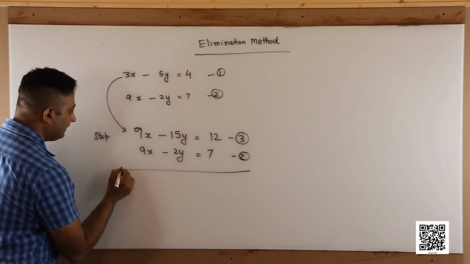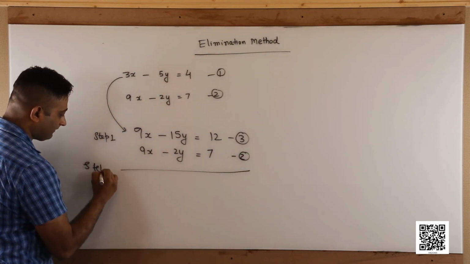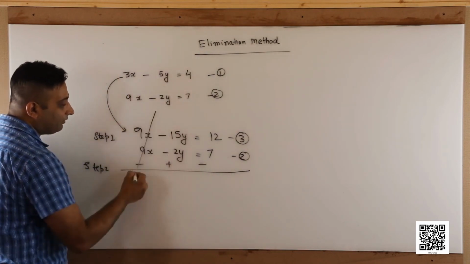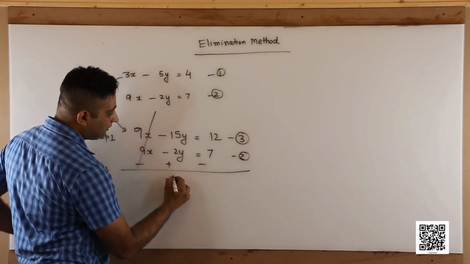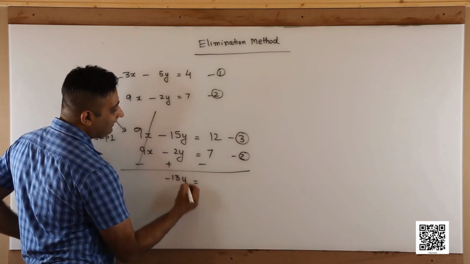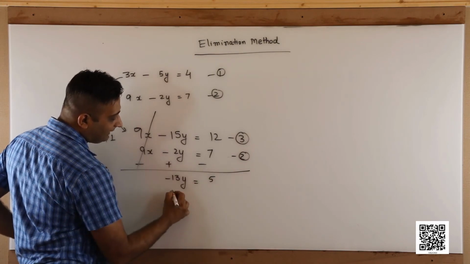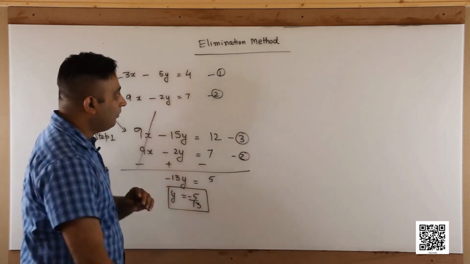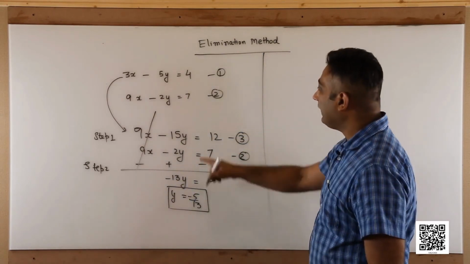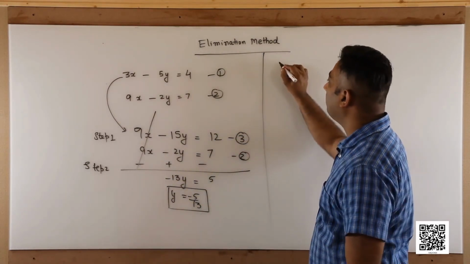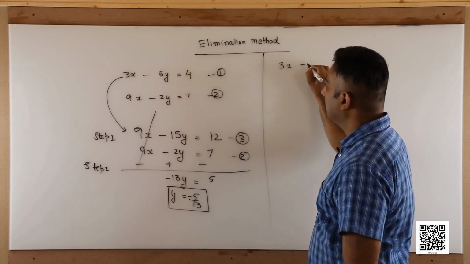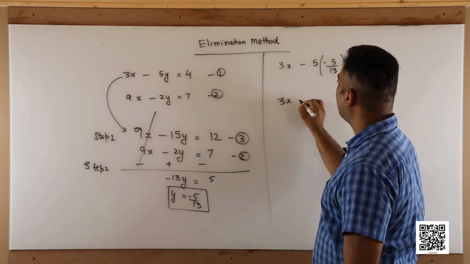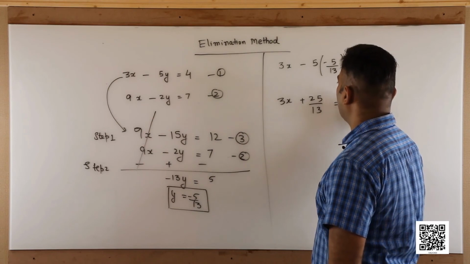Now we will subtract these two equations in step number 2, so that one variable got eliminated totally. So we got the answer as minus 13y on the left side and 5 on the right hand side. That means y is equal to minus 5 by 13. Now let us put the value of y equal to minus 5 by 13 in equation number 1. That is 3x minus 5 into minus 5 by 13 equals 4. That is 3x plus 25 by 13 equal to 4.